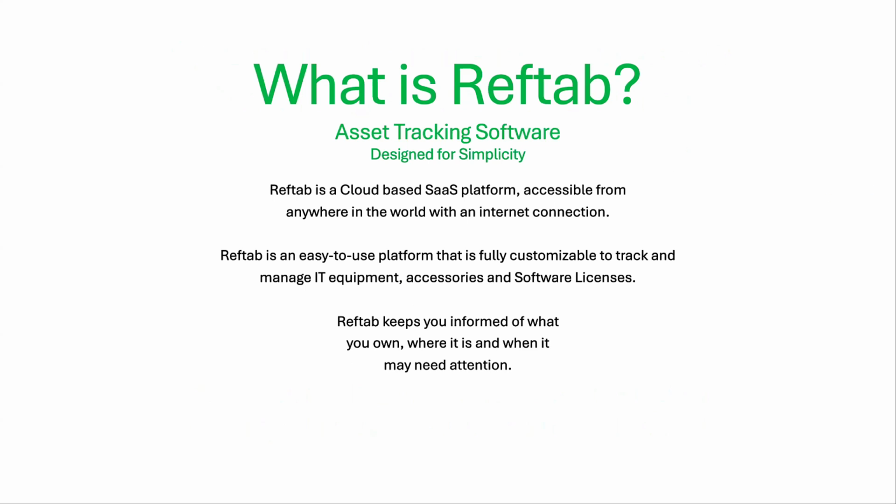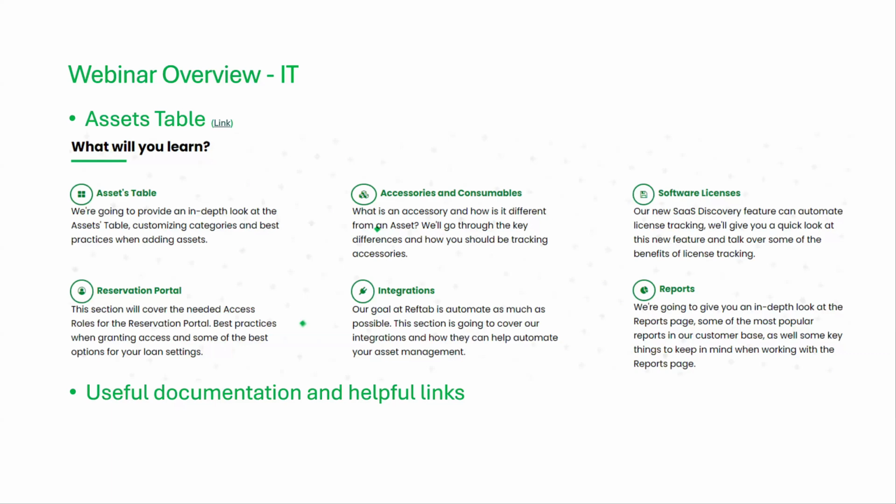In this webinar, we'll be focusing on the following. The assets table. We'll provide an in-depth look at the assets table, customizing categories, and best practices when adding assets. We'll be talking about taking back control of your assets, knowing where your assets are at all times. We'll discover ways for Reftab to solve questions about your assets with use of custom fields. We'll discuss asset tagging and using Reftab's mobile apps to check out assets, and discuss the checkout process and custody verifications for your assets. Next, we'll be discussing accessories and consumables, what an accessory is and how it is different from an asset. And we'll go through the key differences and how you should be tracking accessories.